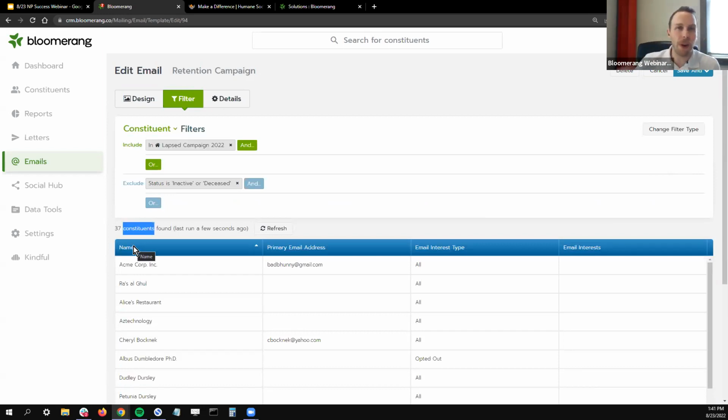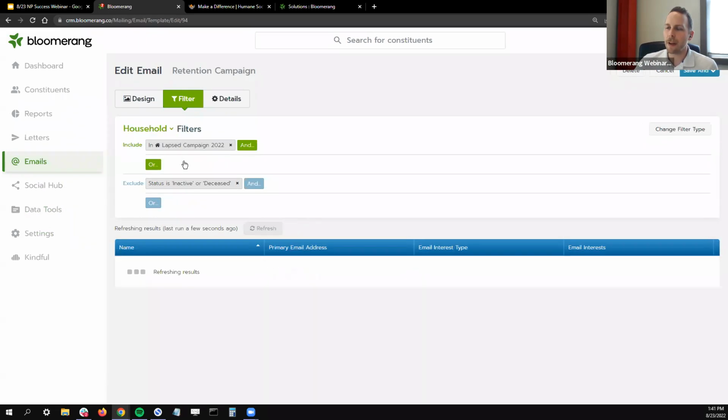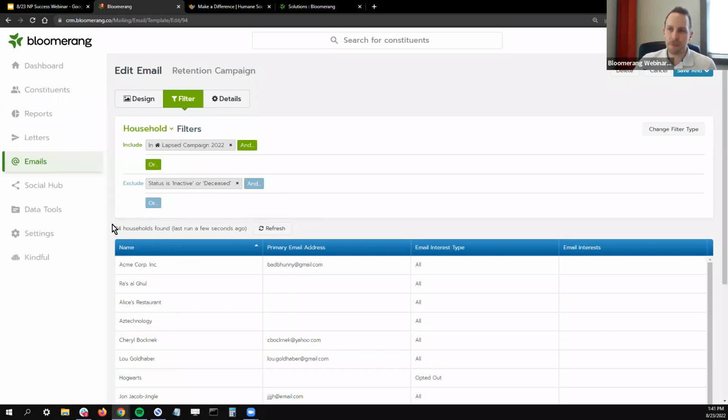I know the report said 24 households. This is just showing the number of households. So if I go back to households here, 24 households. So in Bloomerang, you can filter things and email based on either the households, so the groupings of people, or the individuals within. But then I could just simply hit save and preview.